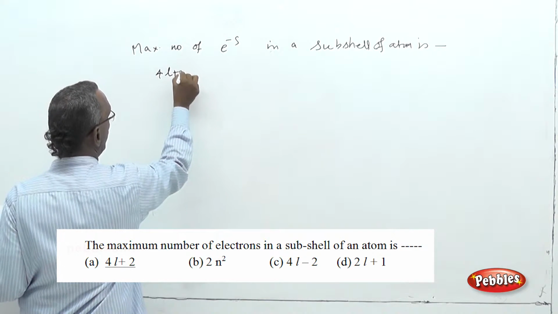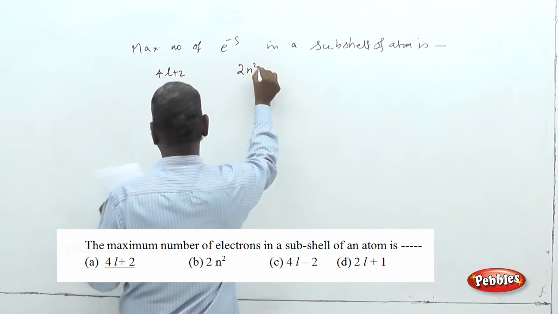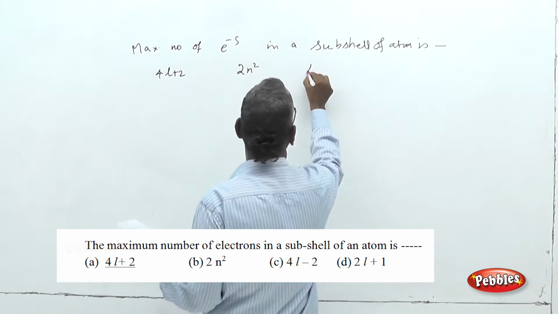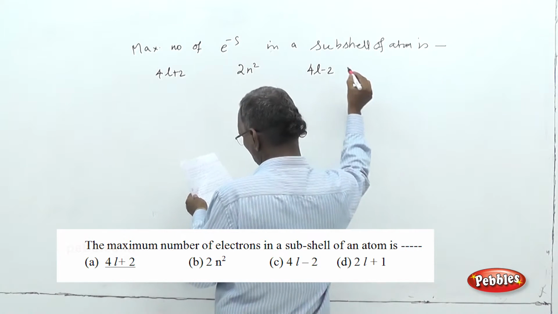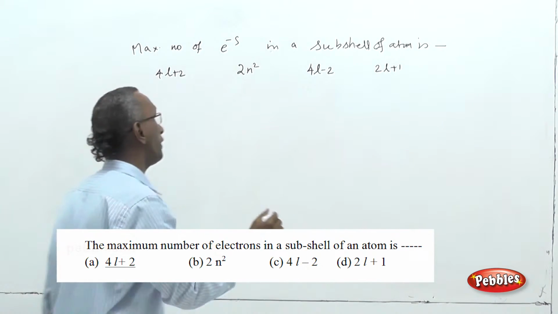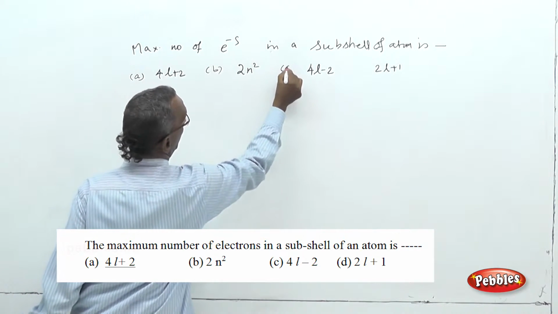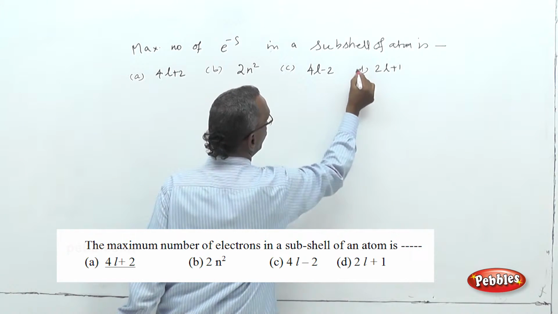First choice A is 4l plus 2. Second choice, 2n squared. Third choice, 4l minus 2. And fourth choice, 2l plus 1. Here I have mentioned only the choices. The choices will be considered as A, B, C and D. Only one choice is correct.